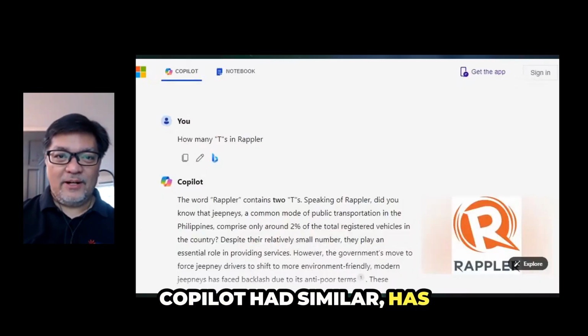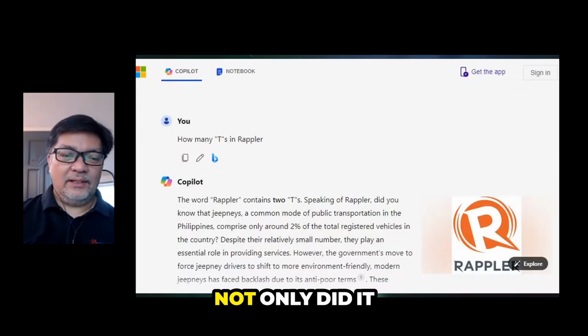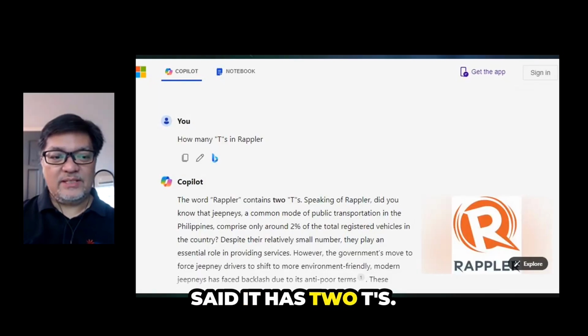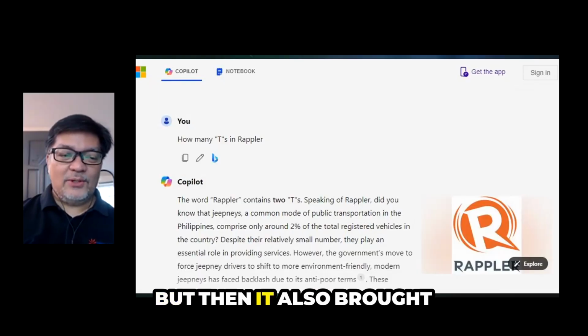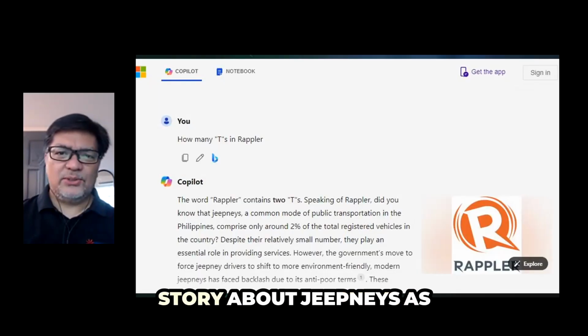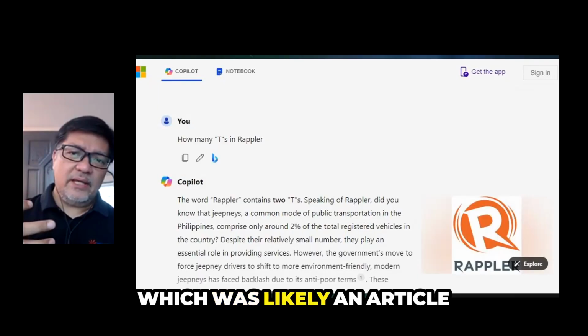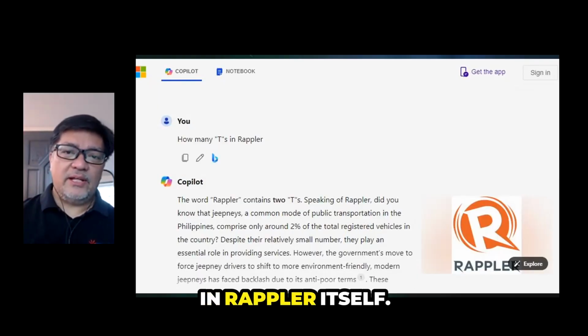Copilot had a similar experience. Not only did it get the answer wrong, saying it has two T's, but it also brought up a completely unrelated story about jeepneys as a mode of transportation, which was likely an article in Rappler itself.